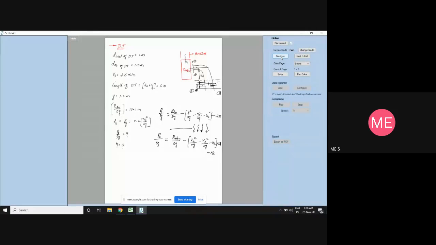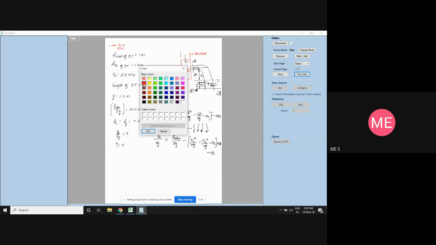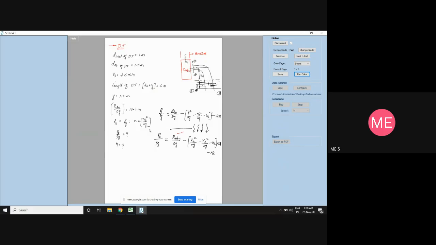So get all the values and check whether all the values are known to us or not. If unknown, we'll find them one by one. P atmospheric by rho g I know, it is 10.3. Is V2 square by 2g given? No, he has not given it, so we have to find it. V3 square by 2g, V3 is given, divided by 2g I can do. Head loss is also given. HS is given. The only thing I should find out is the value of V2.